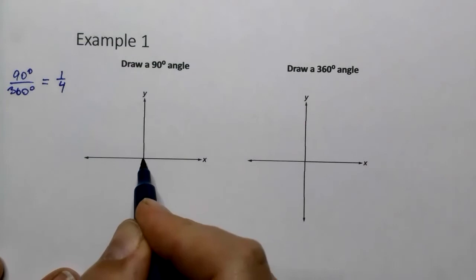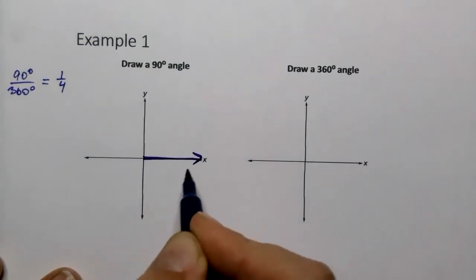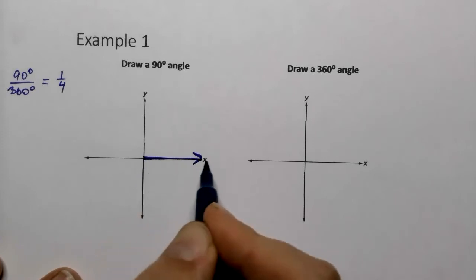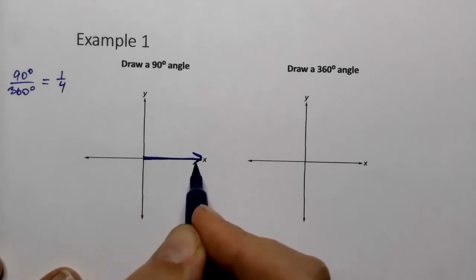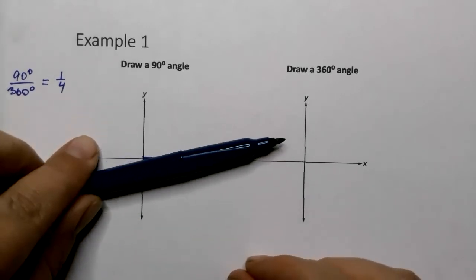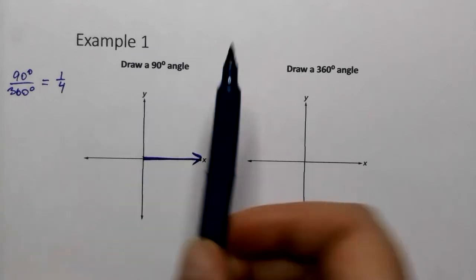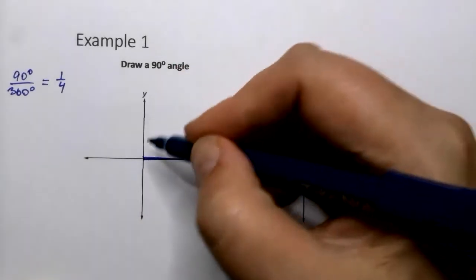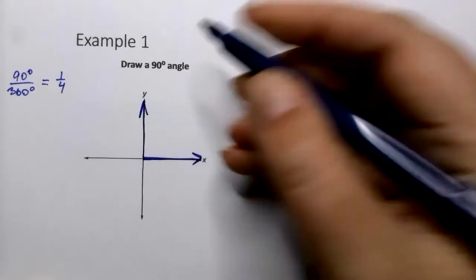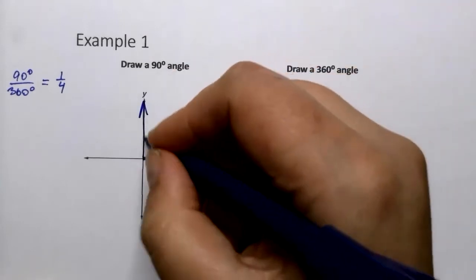You're going to start with your initial position, your standard position, which is along the x-axis. And then you rotate counterclockwise and you stop at the 1/4 of a circle. So that's going to be your terminal side right here. And this is going to be your 90-degree angle.